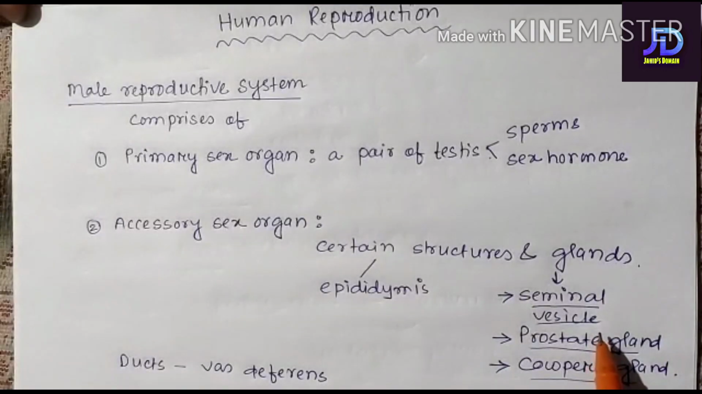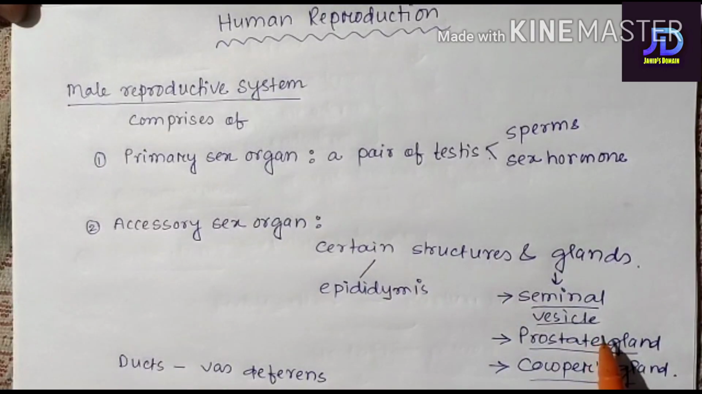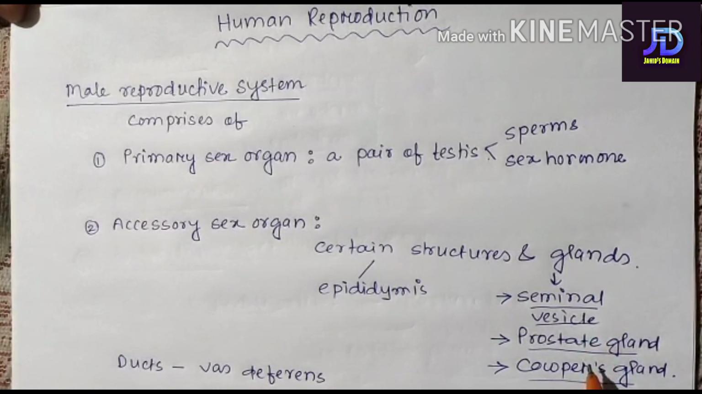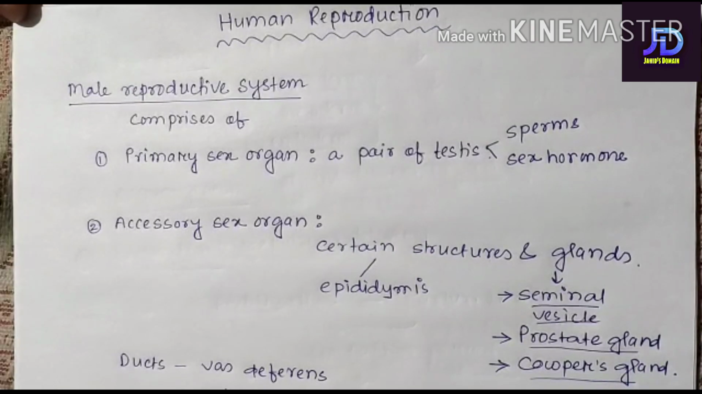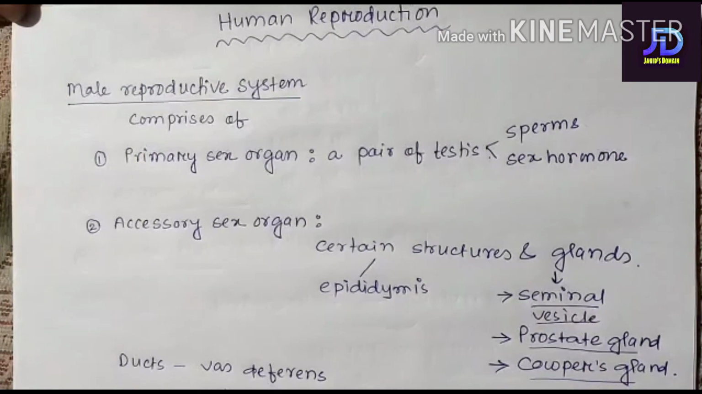Seminal vesicle is a saccular and tubular gland. Prostate gland is a big, peanut-shaped gland, and Cowper's gland is also a paired gland. We'll discuss these glands in detail in the subsequent classes.